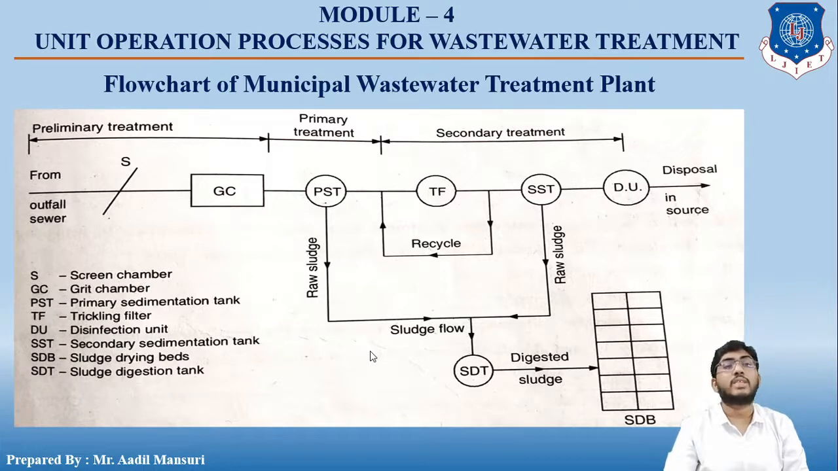Whatever impurities are removed in the primary and secondary sedimentation tanks, which settle at the bottom of the tank, are known as sludge. It will then be transferred to the sludge digestion tank, that is SDT, where anaerobic reaction will take place. After the sludge is digested, it is spread on the sludge drying beds, in order to remove all the moisture. The dried sludge is used as manure or a fertilizer. So this is the flowchart of the municipal wastewater treatment plant.